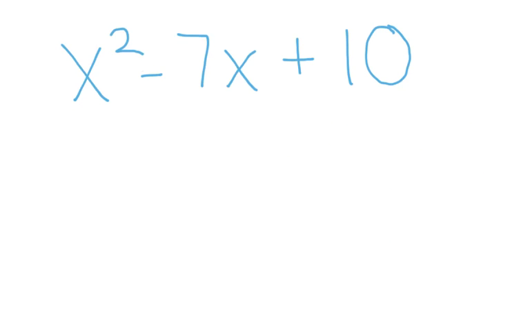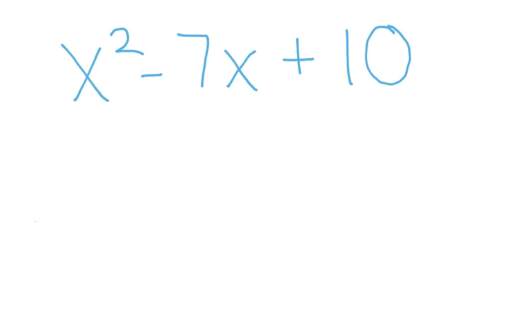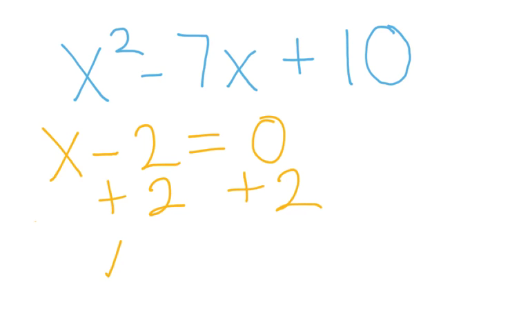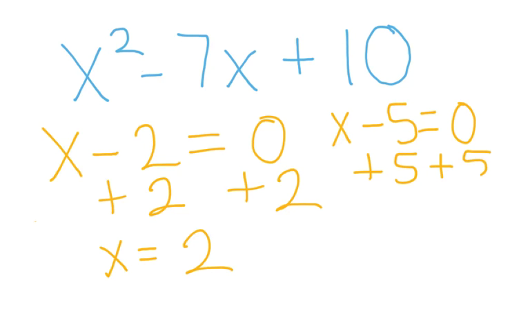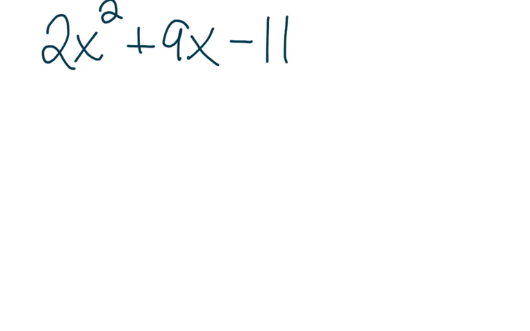So now we set up a binomial and set it equal to 0. Now we solve for 0. Now, as you can see, our solutions are x equals 2 and x equals 5. So here's another example of a quadratic equation.